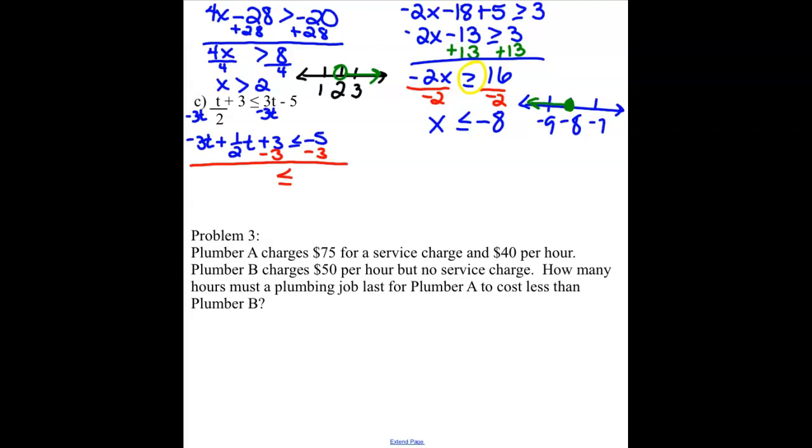Negative 5 plus negative 3 would be negative 8. Now, I have a negative 3t plus a 1/2 t. Negative 3 plus 1/2 is going to give us negative 2.5. That gets a little bit messy when we're dealing with mixed numbers in an inequality statement. If you would like, you can multiply everything by your denominator to clean it up.